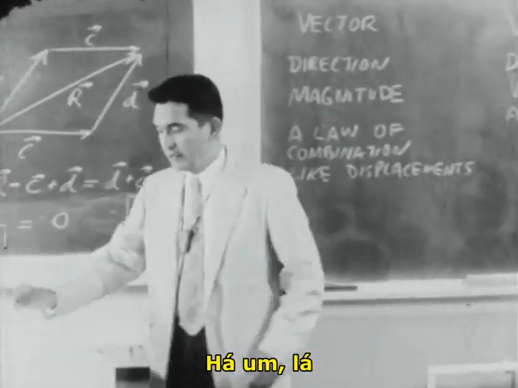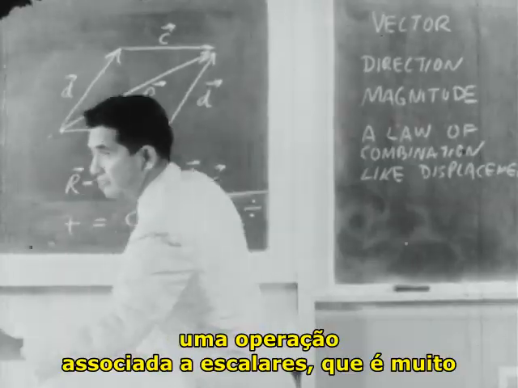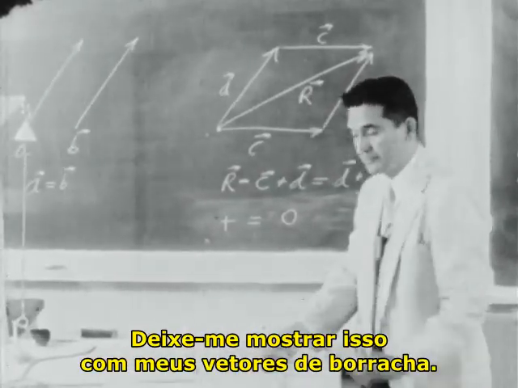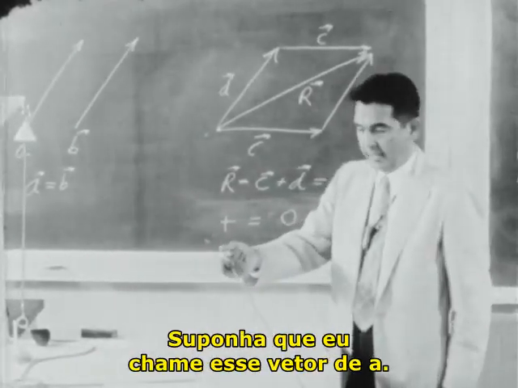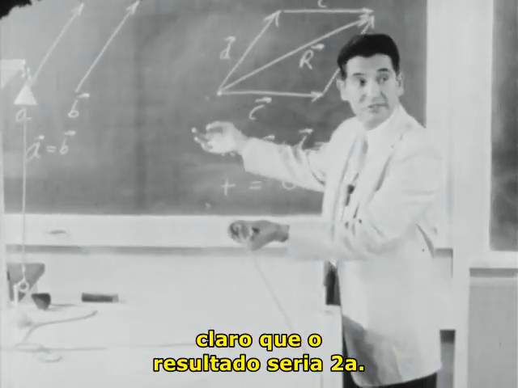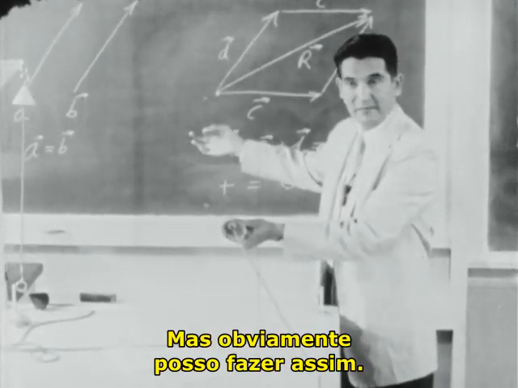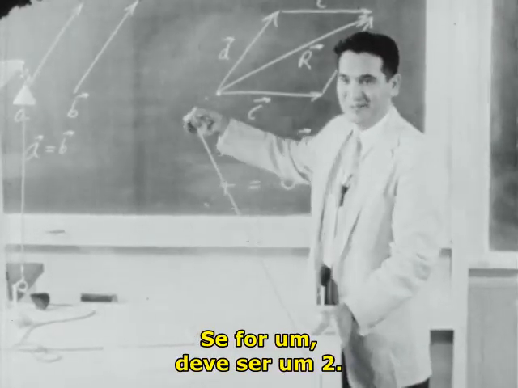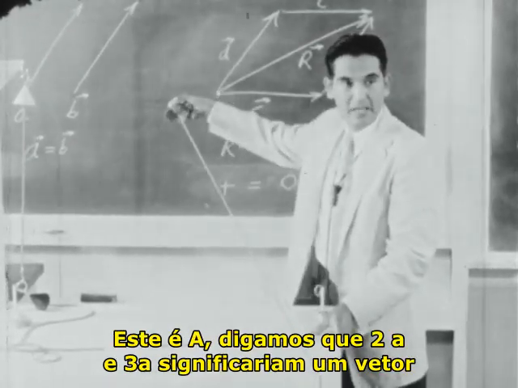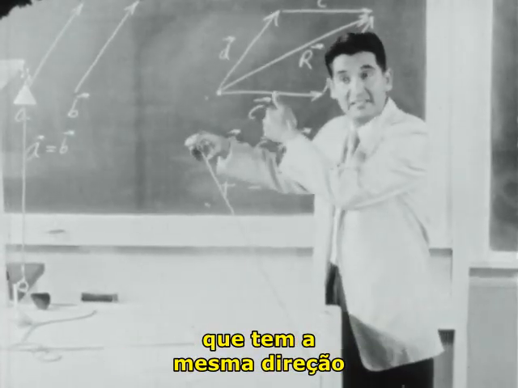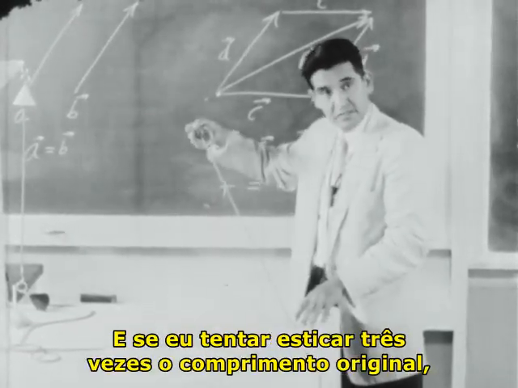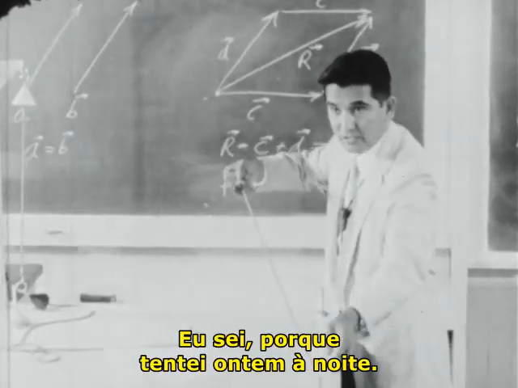There is an operation associated with scalars which is very easy to visualize. Let me show it with my rubber vectors. Suppose I call this vector A. Now I could tag onto this another vector A, and of course the result would be 2A. But obviously I could just do it this way. If this is A, this must be 2A. And 3A would mean a vector that has the same direction but 3 times as long. And if I try to stretch this 3 times its original length, it will pop. I know, because I tried it last night.